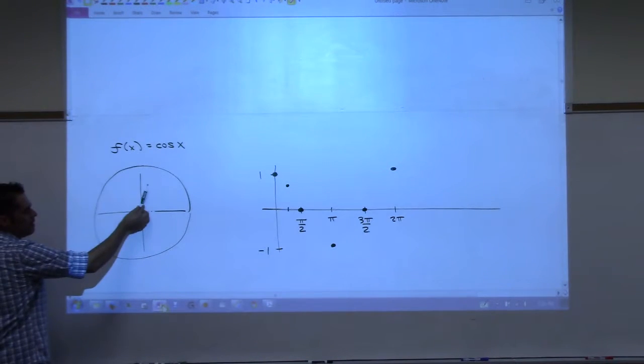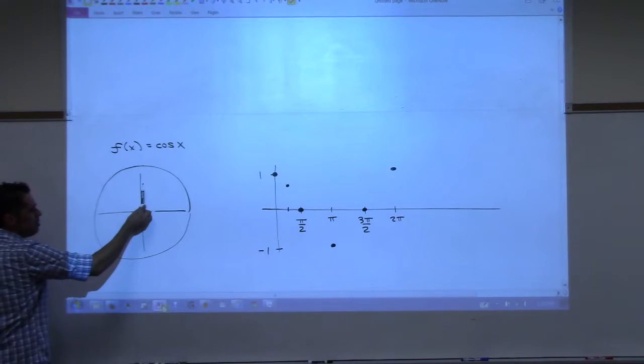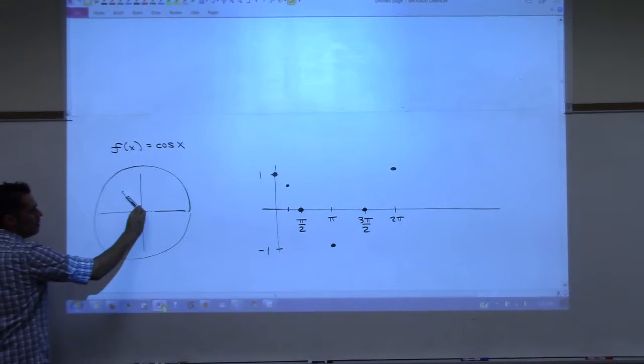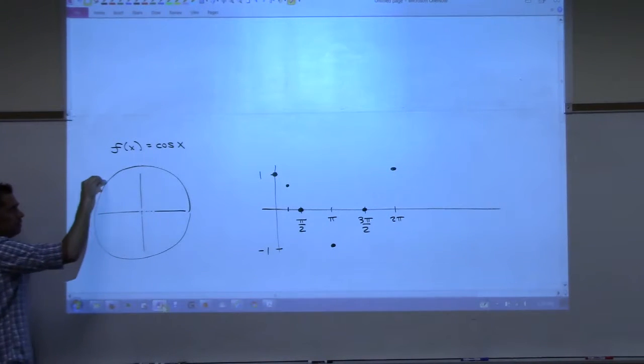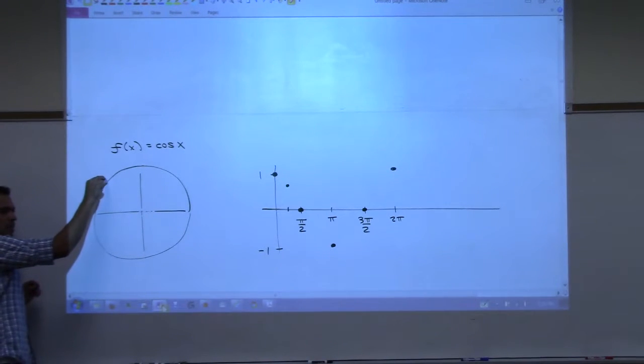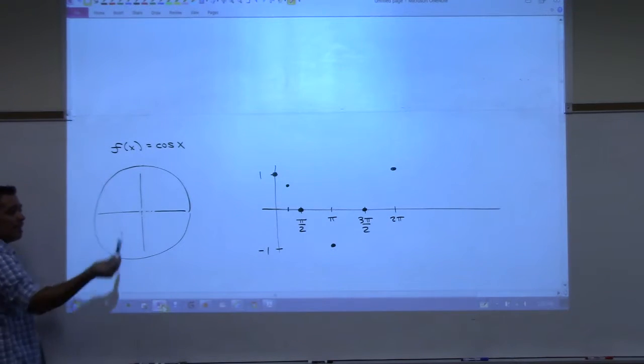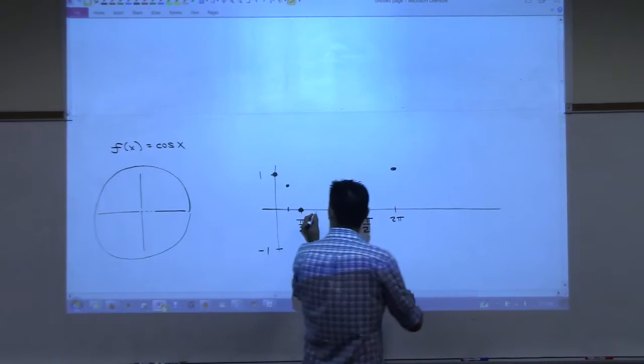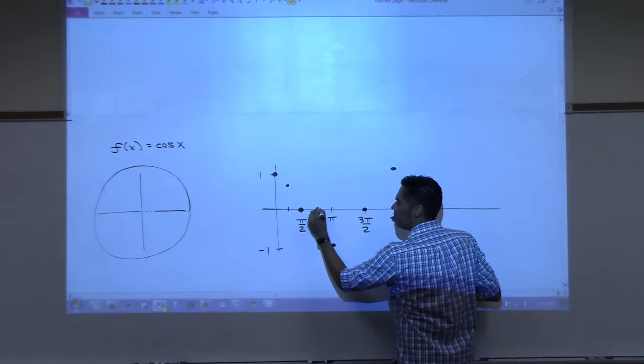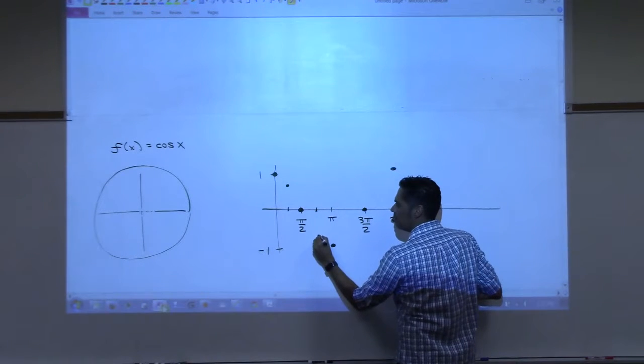Let's go a little more. Here's pi over 2. Let's go halfway between pi over 2 and pi, which would be right here. What's the x-coordinate right there? That's negative root 2 over 2, so negative 0.707. So halfway between pi over 2 and pi, I'm now down here at negative 0.707.